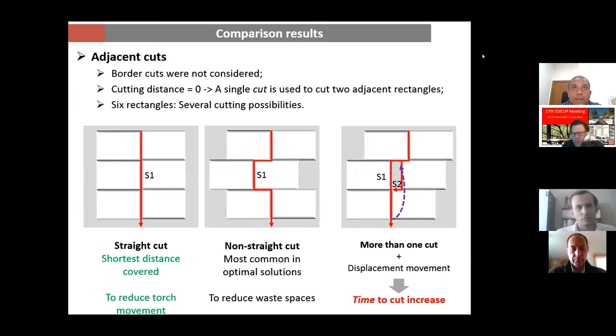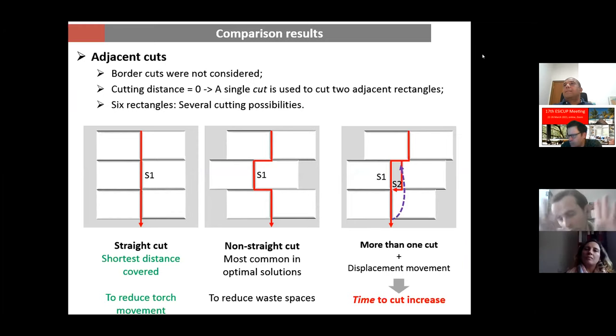The first aspect related with the practice of the cutting process is the adjacent cuts. When the cut distance between the rectangles is equal to zero, a single cut is used to cut two adjacent rectangles. We can, with only one cut, cut the adjacent parts of two rectangles. Suppose that we use a different cut distance, 3 millimeters, 4, 5. Probably these adjacent cuts will change, the behavior will change, because we need two cuts to cut two adjacent parts.